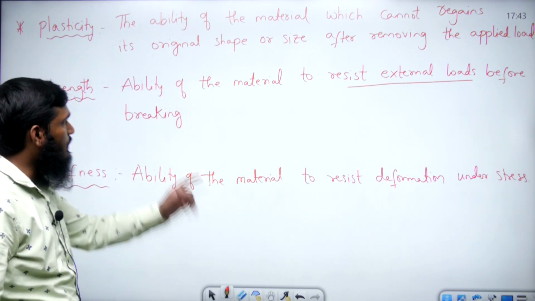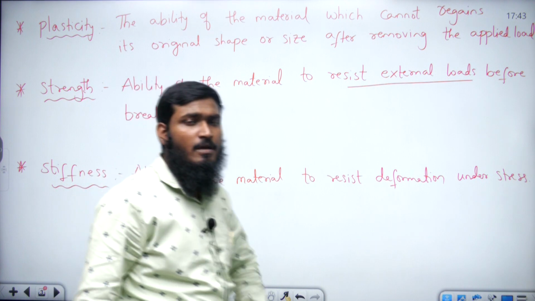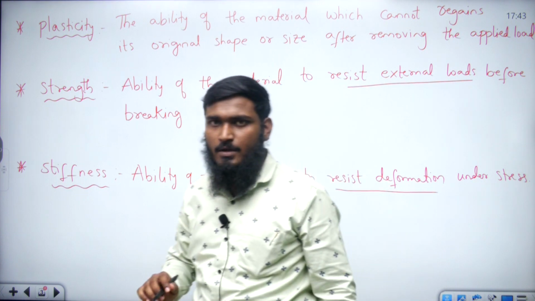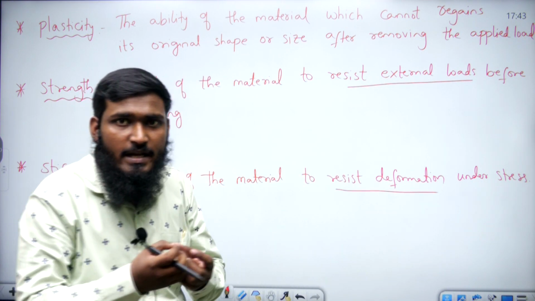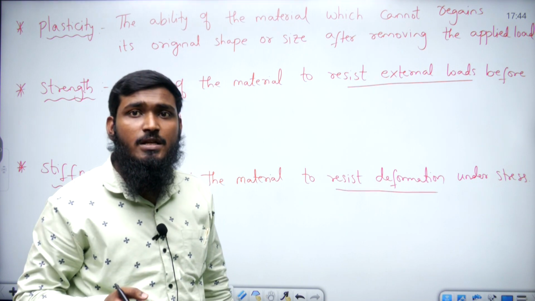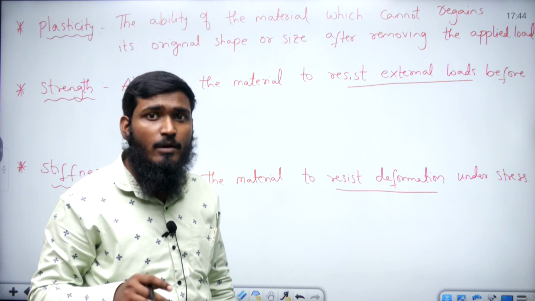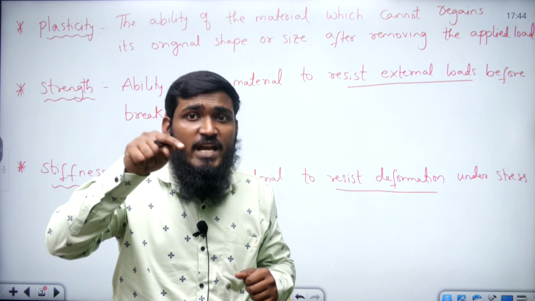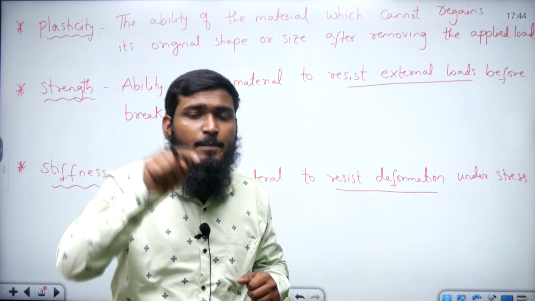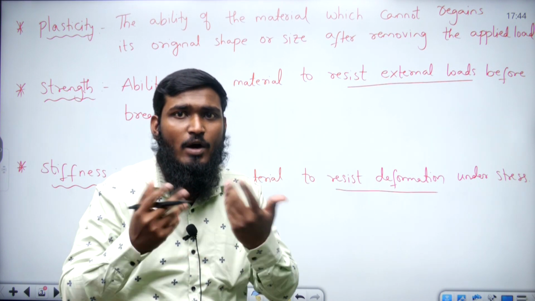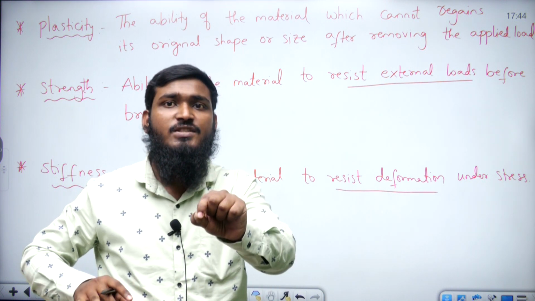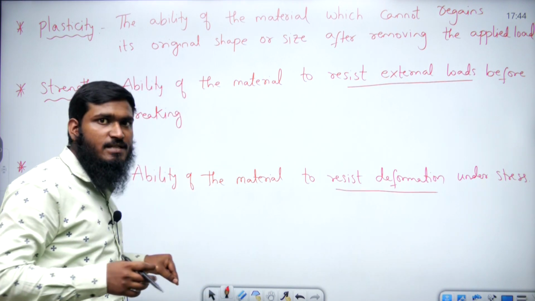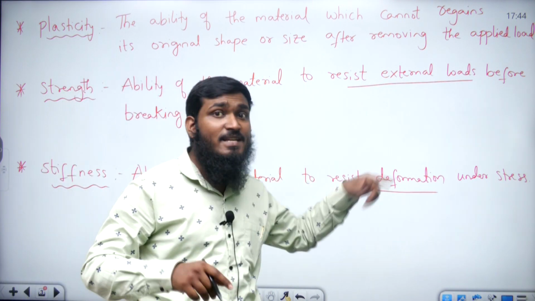Now what is the difference between strength and stiffness? Listen here carefully. Stiffness means we have written resisting the deformation itself. So it is the ability of the material to resist the deformation. Now what is the meaning of deformation? Deformation means the body is changing its dimension, either an increase or decrease in the length or its diameter, whatever the dimension we are having. Whenever we have changes in the dimension, we call it deformation. So stiffness means the ability of the material to resist the deformation.